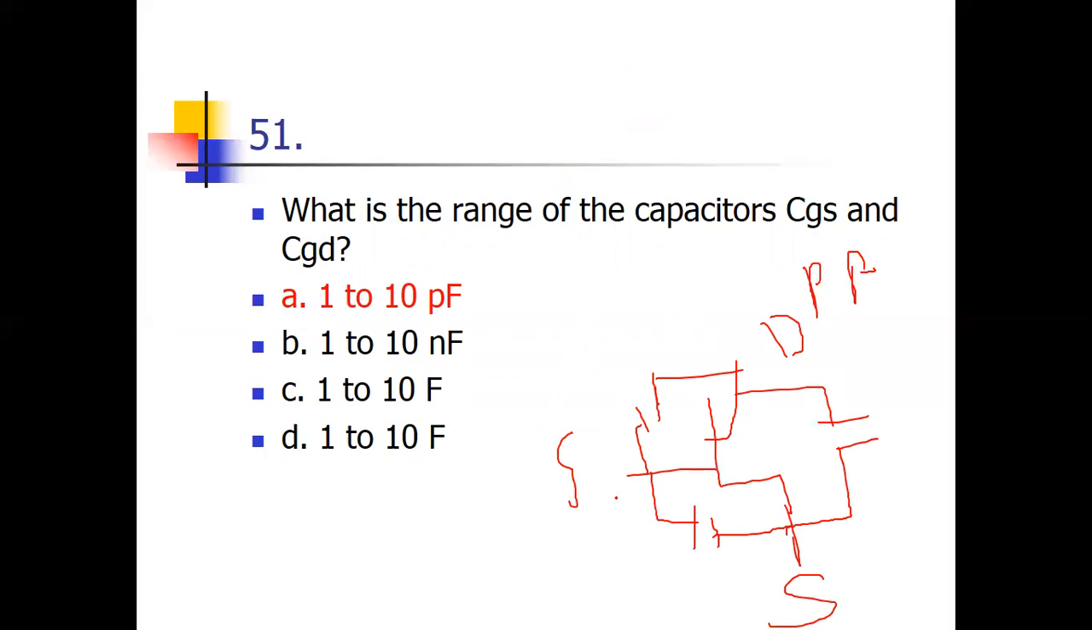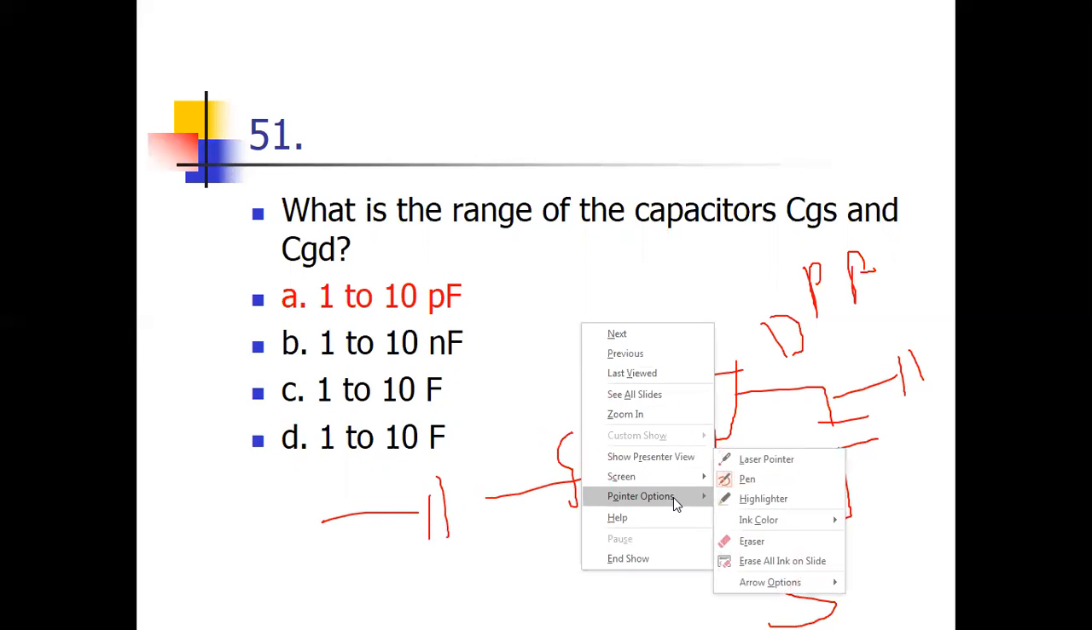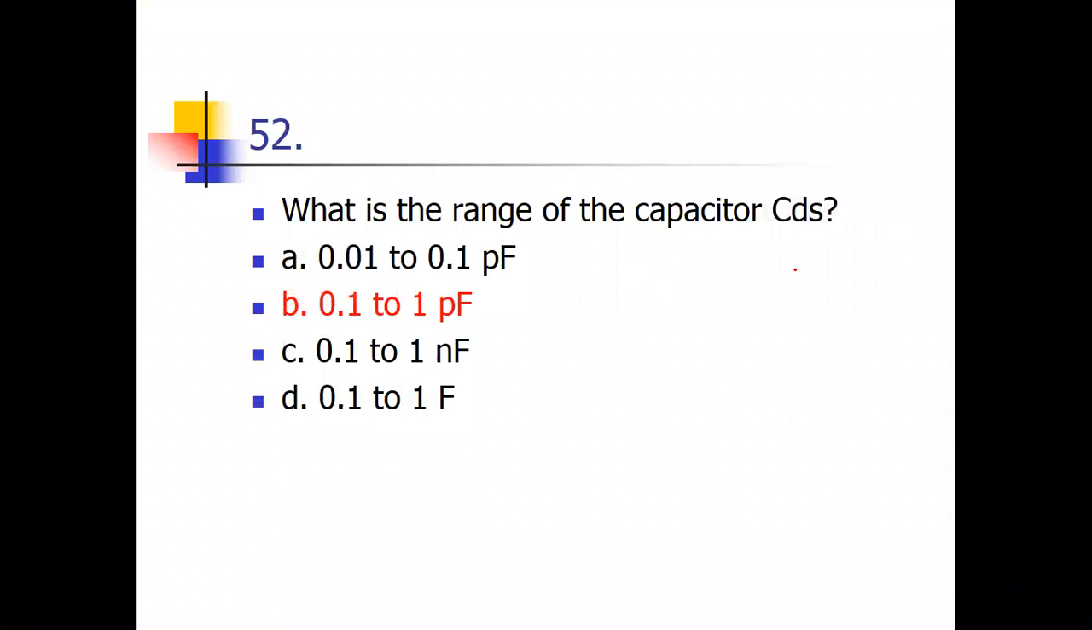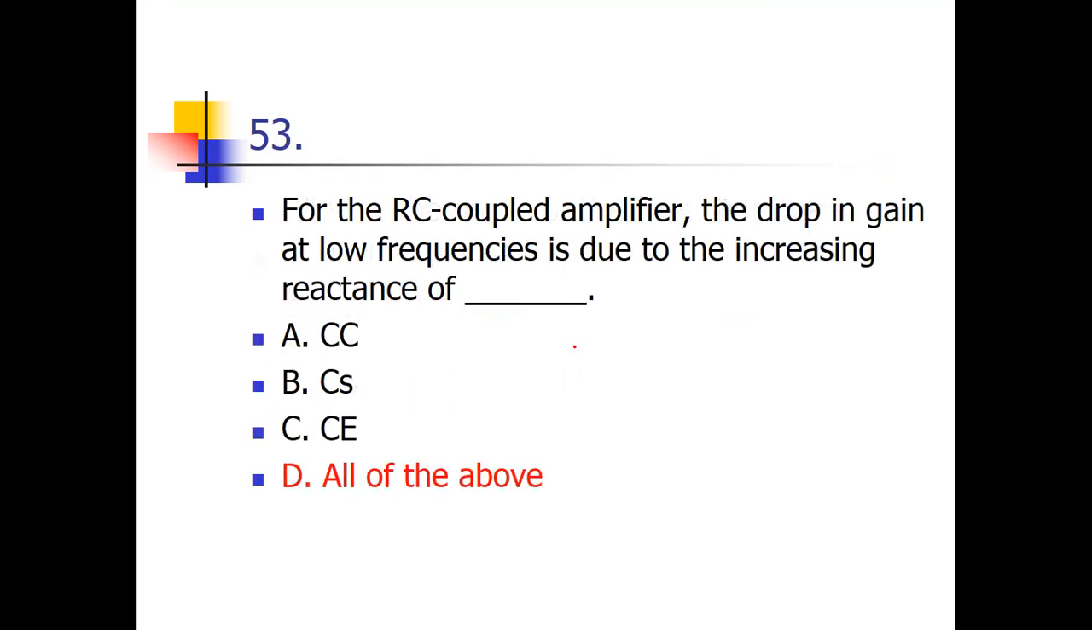Okay, and the capacitances connected outside, coupling capacitance and bypass capacitance, are in the microfarad range. So in short, coupling and bypass capacitances are in the microfarad range, but junction capacitance and transistor internal capacitance are in the picofarad range. So again, the question: CDS, the drain to source capacitance, is in the range of 0.1 to 1 picofarad. You have to learn this.